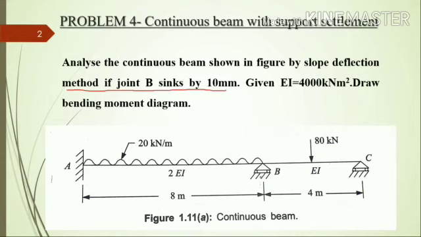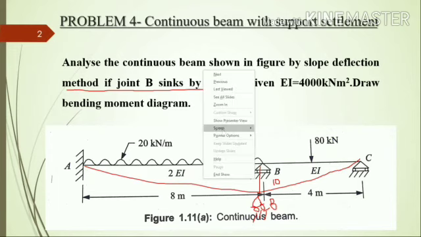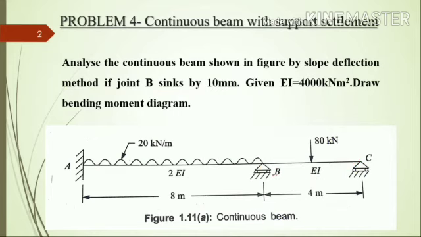Joint B sinks by 10 mm means joint B is 10 mm below the other supports. So this is the position of joint B, 10 mm below the other supports. This is the settlement of support. So here joint B is 10 mm below supports A and C. So this will be our beam ABC. So what will be the change if there is a settlement of support?